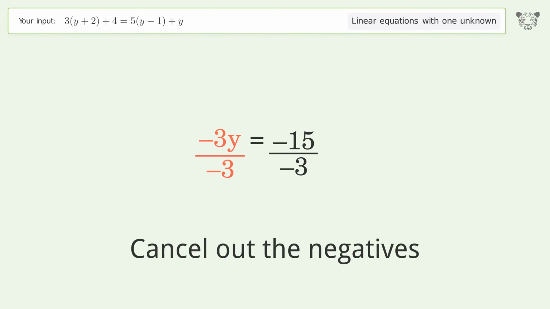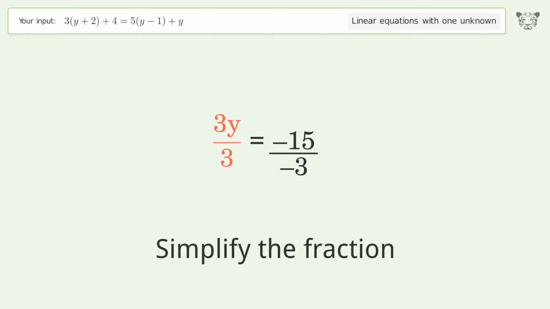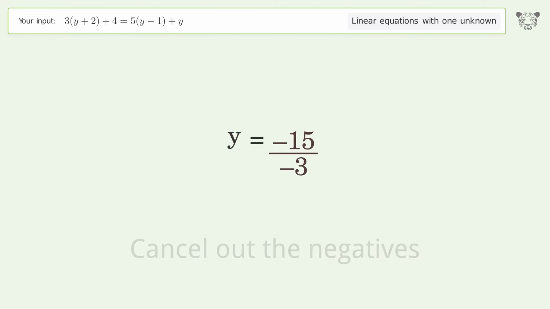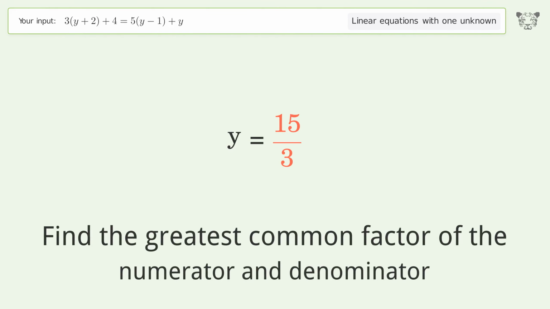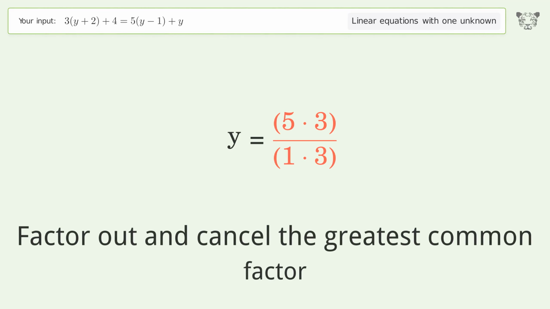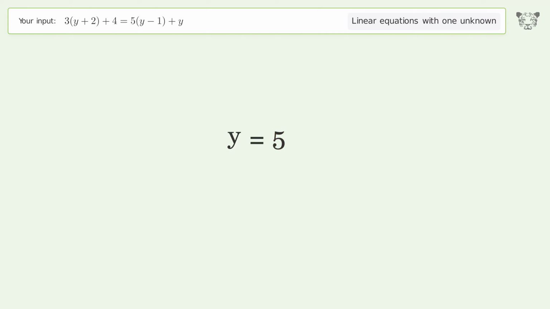Cancel out the negatives. Simplify the fraction. Cancel out the negatives. Find the greatest common factor of the numerator and denominator. Factor out and cancel the greatest common factor. And so the final result is y=5.